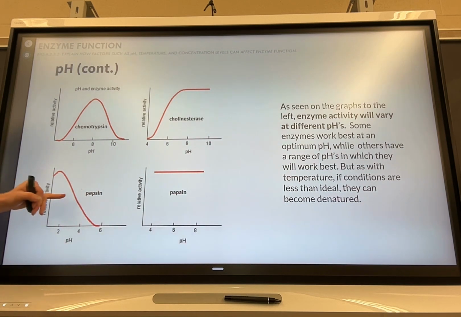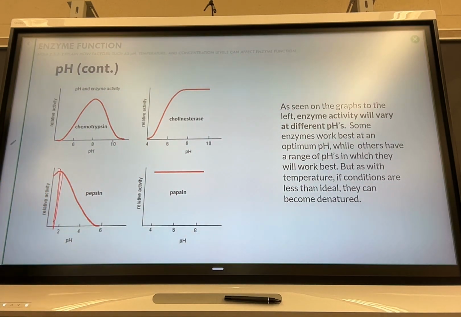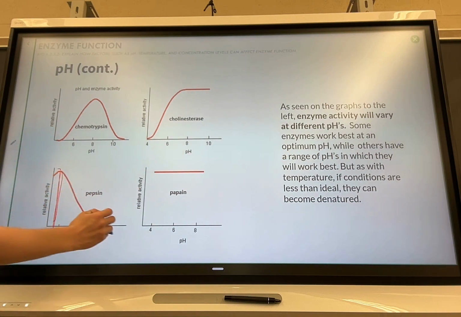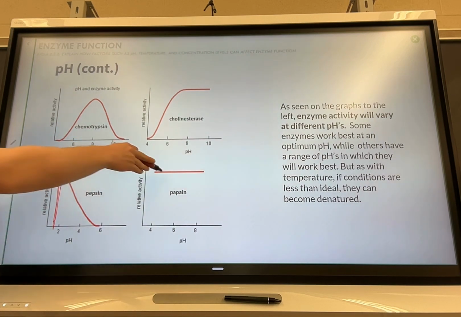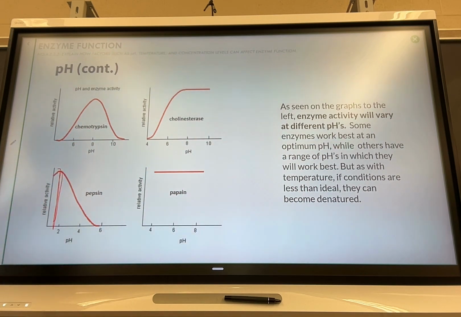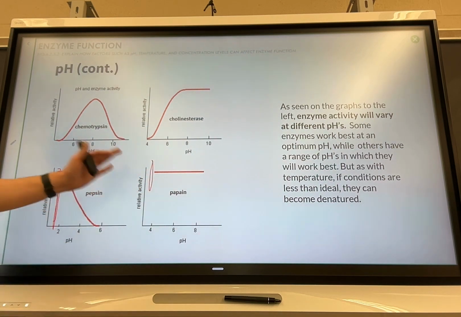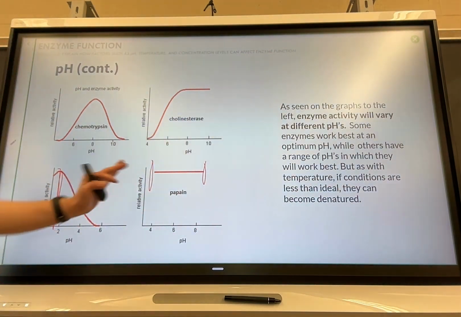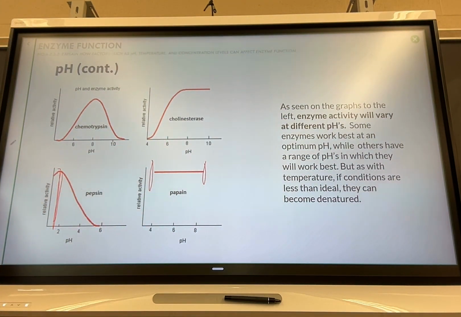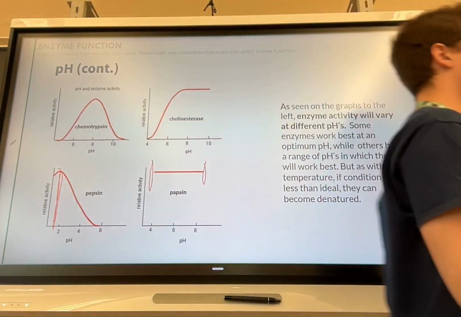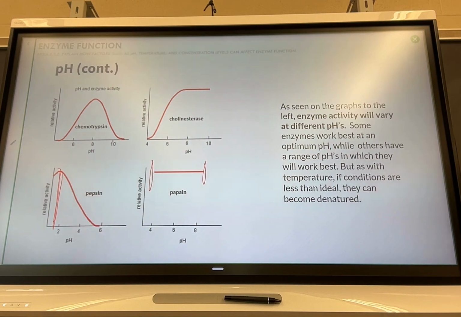On the other hand, pepsin is found in your stomach, which makes sense that it has a very acidic pH. And as we take it into more basic, more neutral ranges, it's going to stop working. Papain, on the other hand, works well in pretty much any condition. We can't tell what's happening past 4 or past 8, but in this range, it's going to work well no matter what conditions it's in. So you can see that even though they all have specific ranges, those ranges can vary between different enzymes.